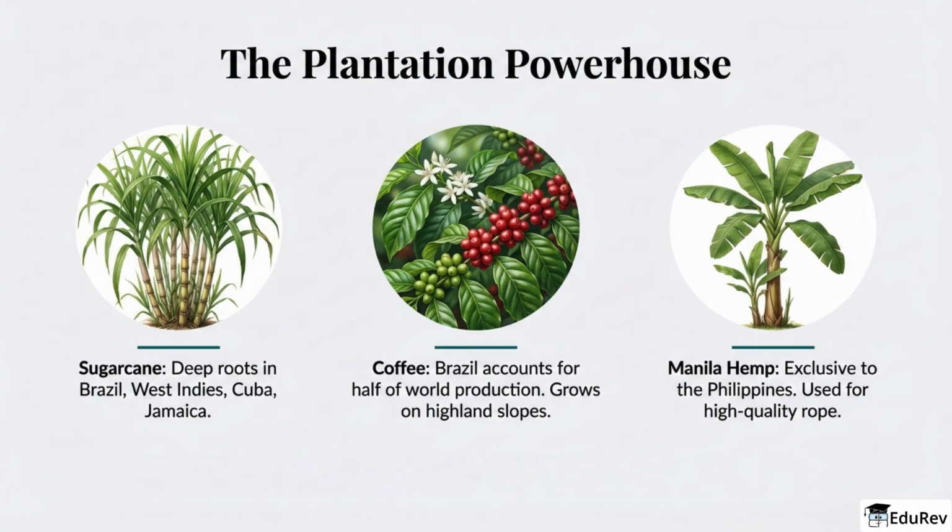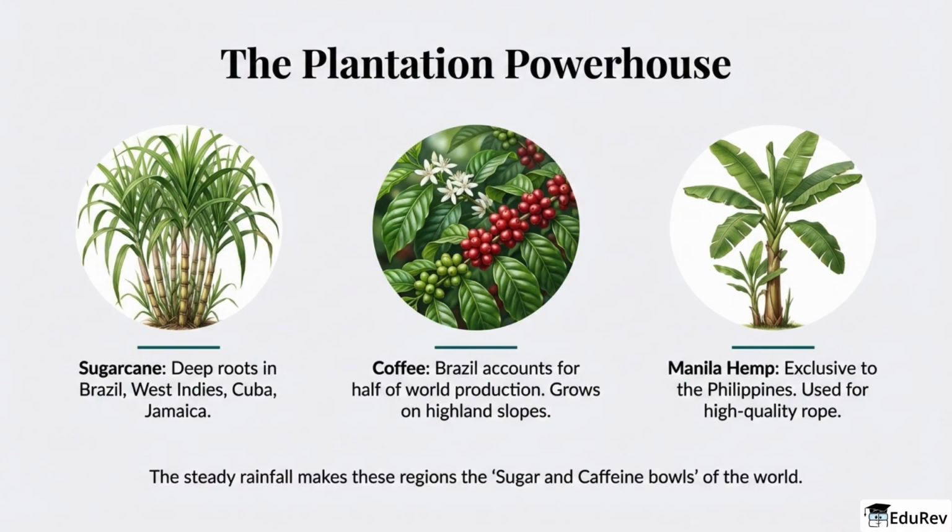So the broad picture is clear. Steady rainfall and warmth support major plantation crops. That is why these regions become the sugar and caffeine bowls of the world. Economic geography begins with climate, always.